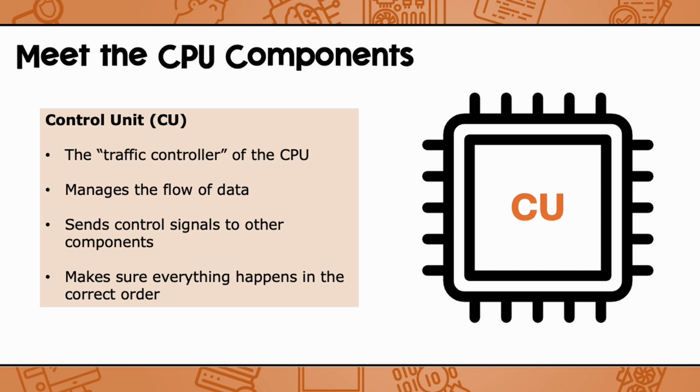So, on to the components. The control unit is responsible for managing the flow of data around the CPU. It sends control signals to the ALU, the arithmetic logic unit, the registers and the memory, main memory. Think of it as a traffic controller, organising what happens, when it happens and in what order.